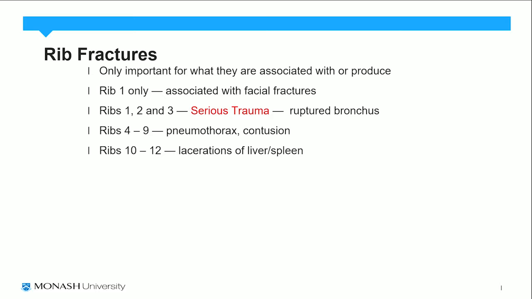And now looking at rib fractures, it's only important for what they can cause. So rib 1 is normally associated with facial fractures. If you have fractures of ribs 1, 2, and 3, this can be in cases where there's serious trauma and can lead to ruptured bronchus. Ribs 4 to 9 can cause a pneumothorax or contusion of the lung, and then ribs 10 to 12 can cause lacerations of the liver or the spleen.